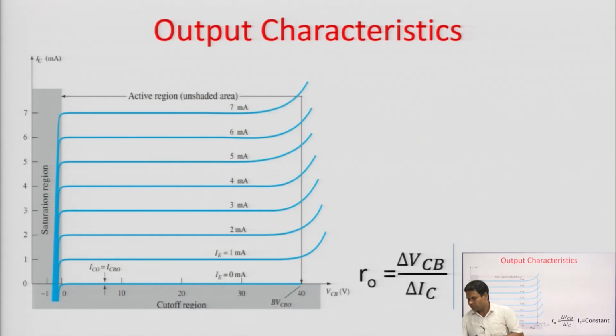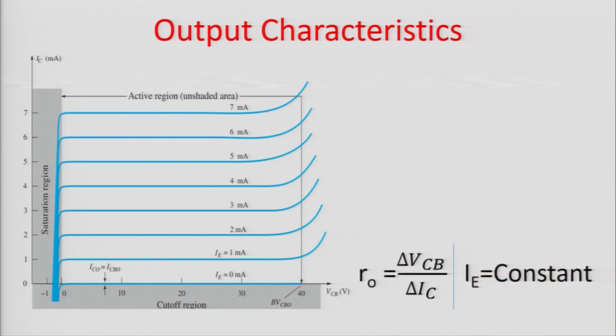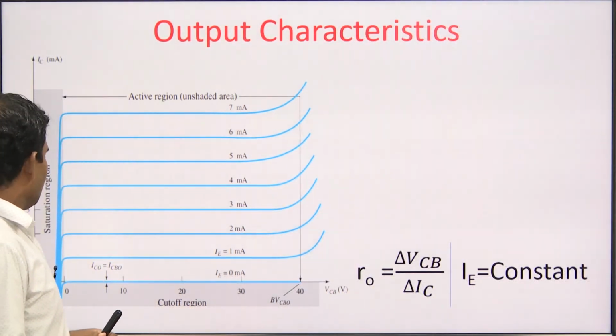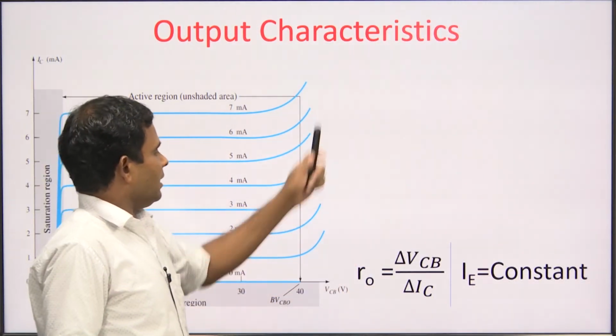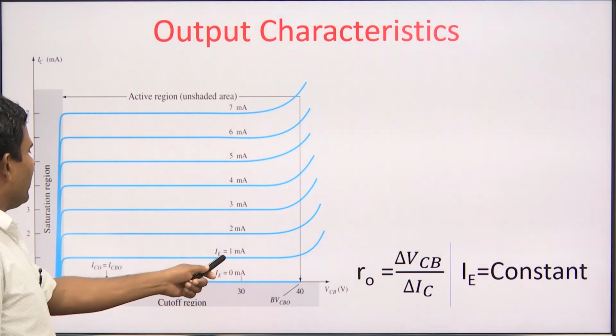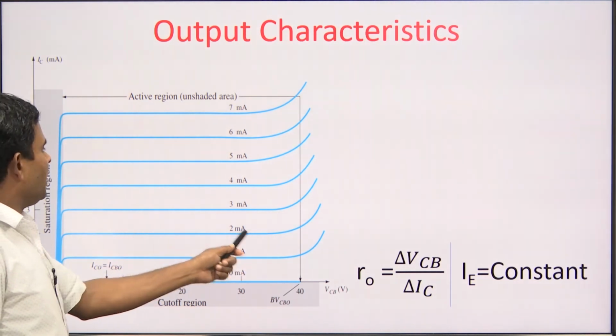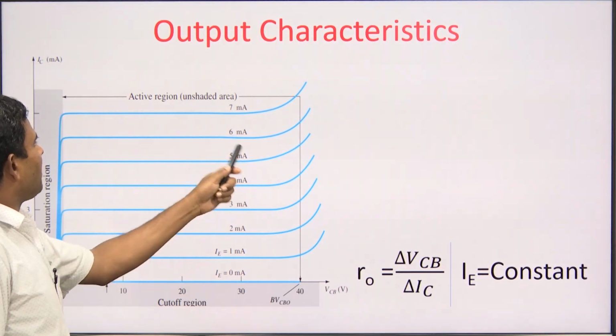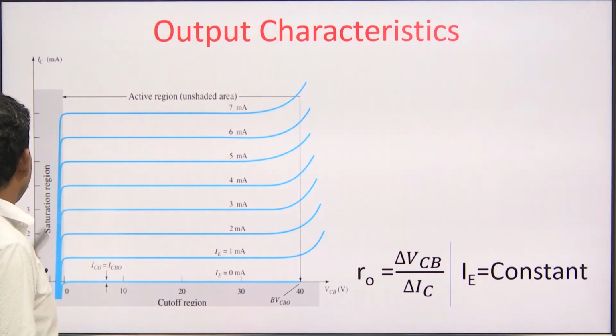Now, output characteristics. For output characteristics, the graph is between the collector current, that is output current, versus collector voltage VCB, at IE constant. This graph is for IE equal to 1 milliampere. This graph is for 2 milliampere, 3 milliampere, 4 milliampere, 5 milliampere, 6 milliampere, and 7 milliampere, and so on.